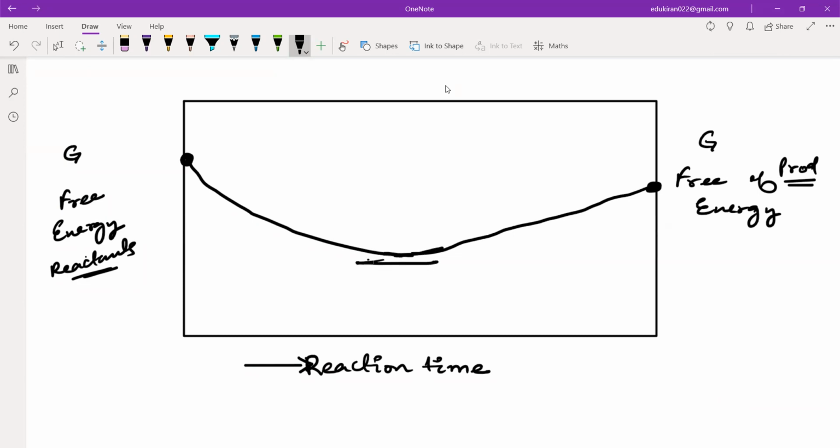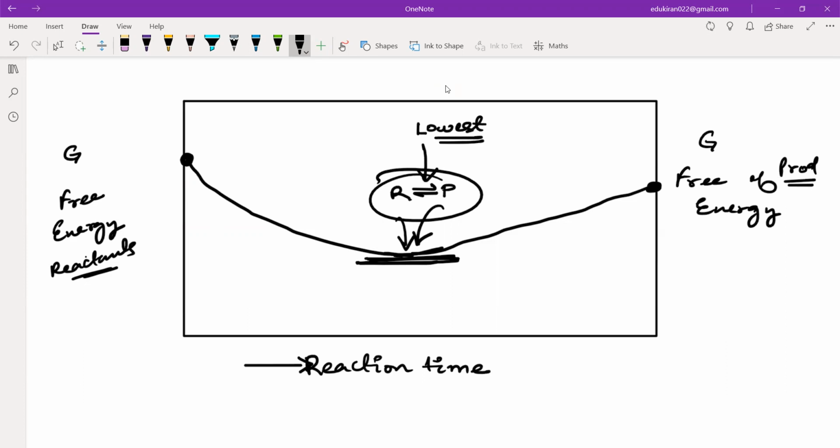At this point, there are some reactants present and some products also present, but in total, the free energy of this system is the lowest. Each and every system wants to lower its free energy. That is why, if you have reactants and products that can go toward each other in a reversible reaction, they will combine in such a way that the free energy is at the lowest, and at that point, equilibrium will exist.